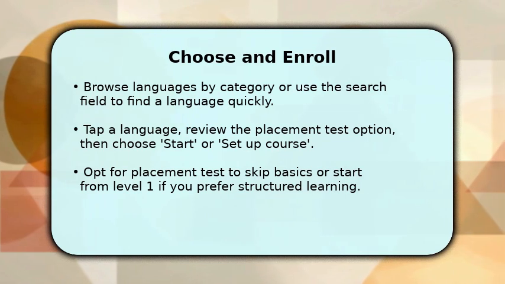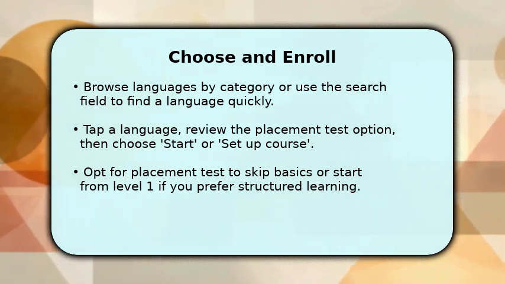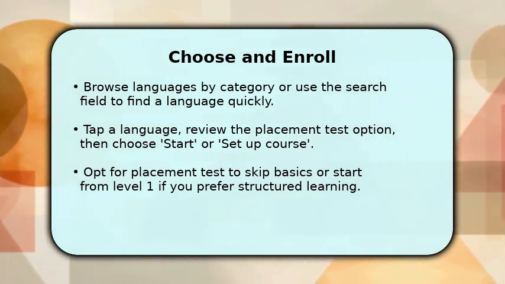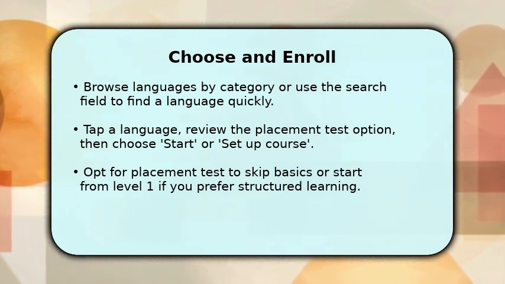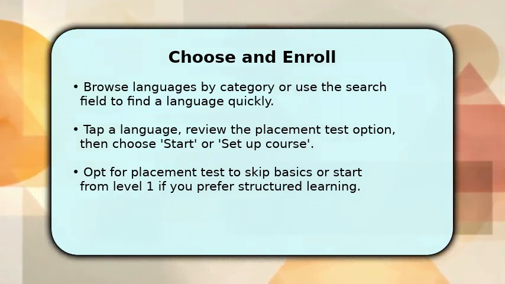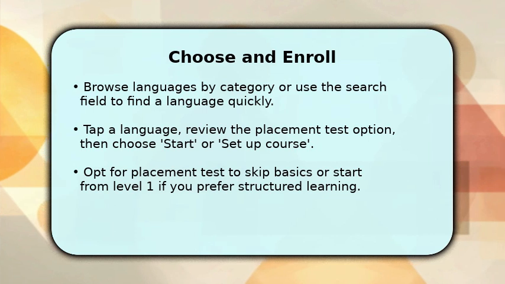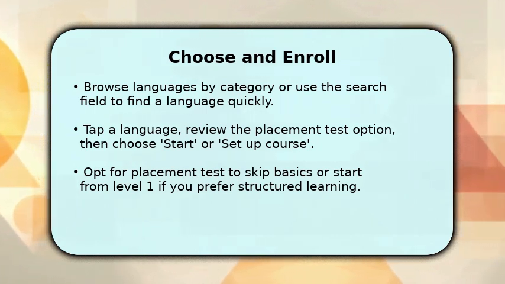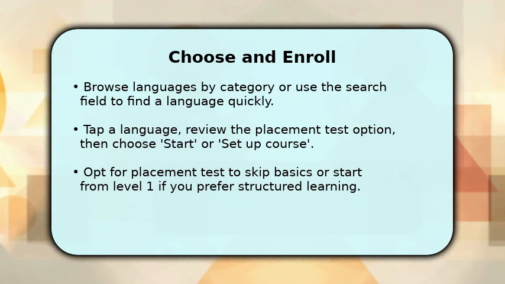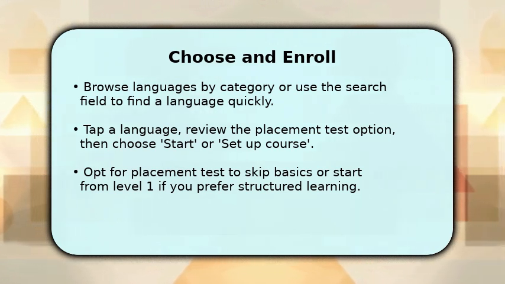At this stage, decide if you want a placement test. Taking it skips basics, while starting at level 1 gives a structured path. Once you pick, press Start or Set Up Course, and Duolingo will add it to your language list. This step ensures your home page shows both languages and that lessons appear in your practice queue.